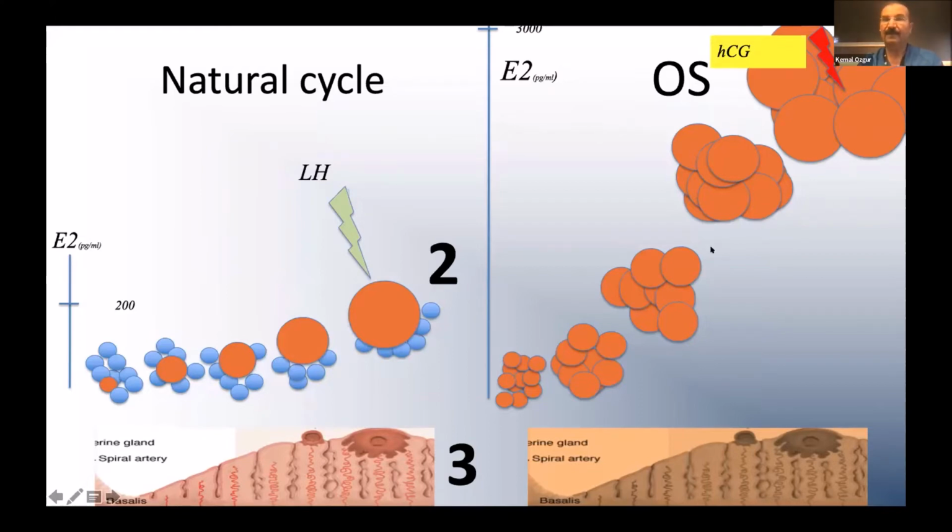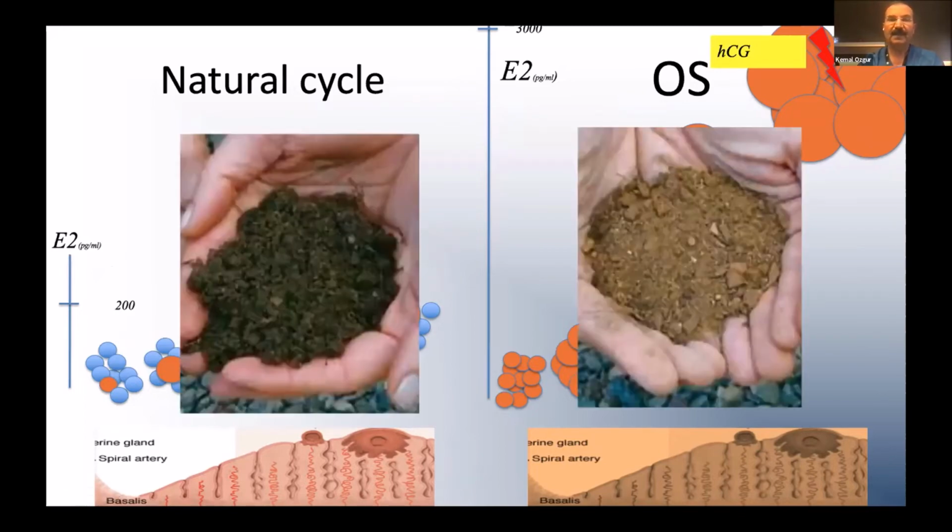But when it comes to ovarian stimulation for IVF, one follicle is not enough. So you have to give FSH, and when you give FSH, many follicles develop, and when you have multiple follicles, of course, the hormonal balance of estrogen and progesterone is going to be different. When you measure the estrogen levels in a natural cycle, it's around 200 picograms. But when you measure estrogen in an IVF cycle with ovarian stimulation, you have around 3,000 picograms. So it's a completely different scenario.